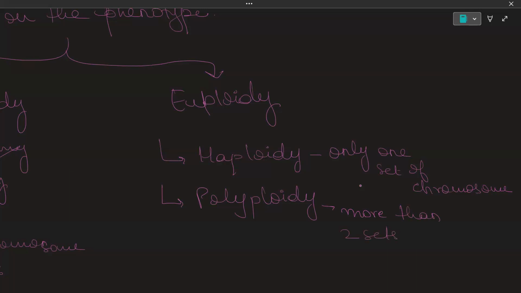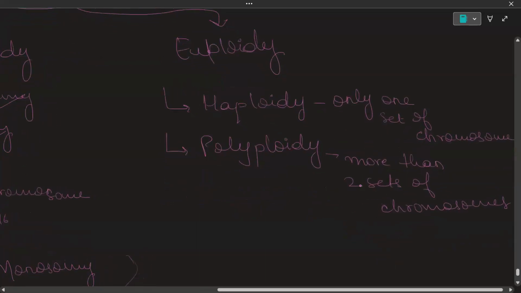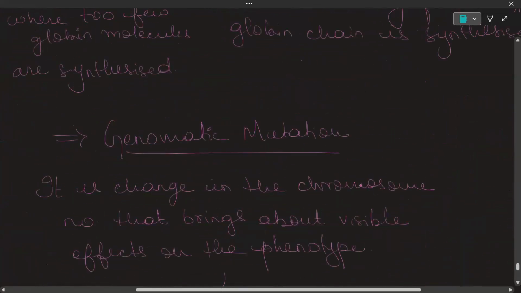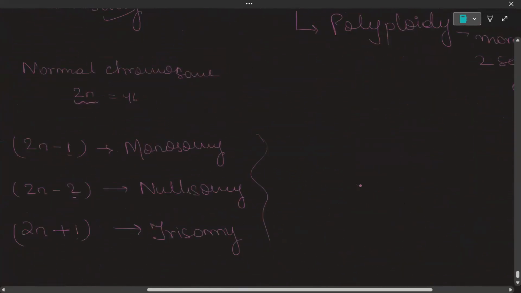But what if two sets of chromosomes are there? That condition is known as diploid. Yes, diploid. All right, so this much is clear. Like this, genomic mutation has two types, and what are the cases? That's clear.